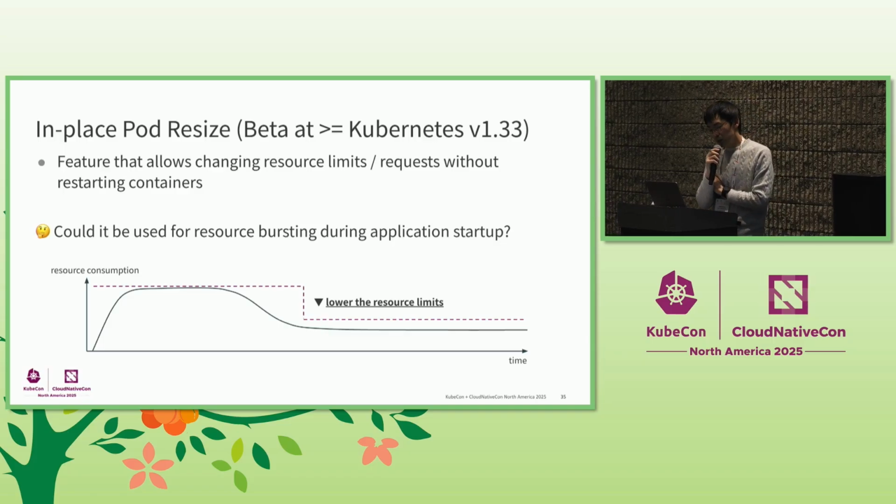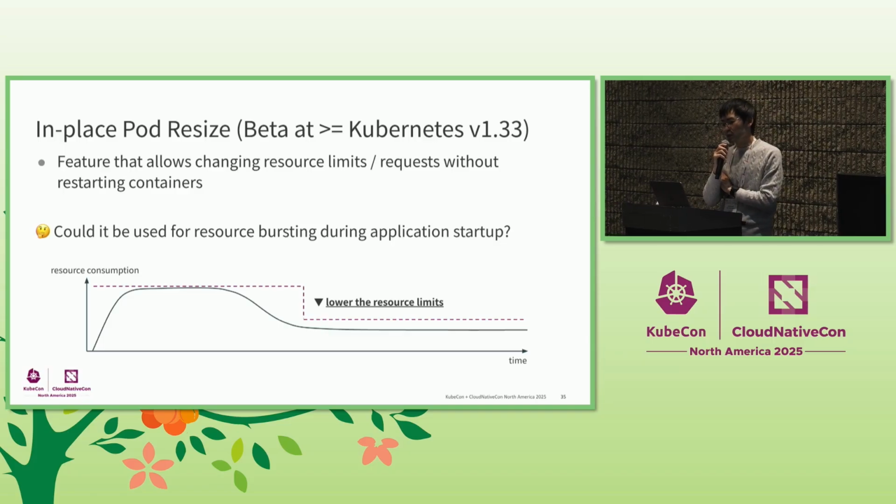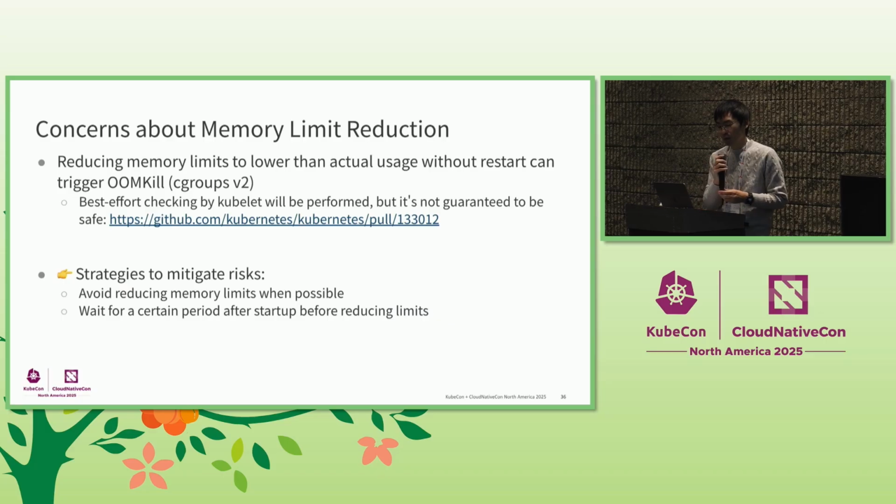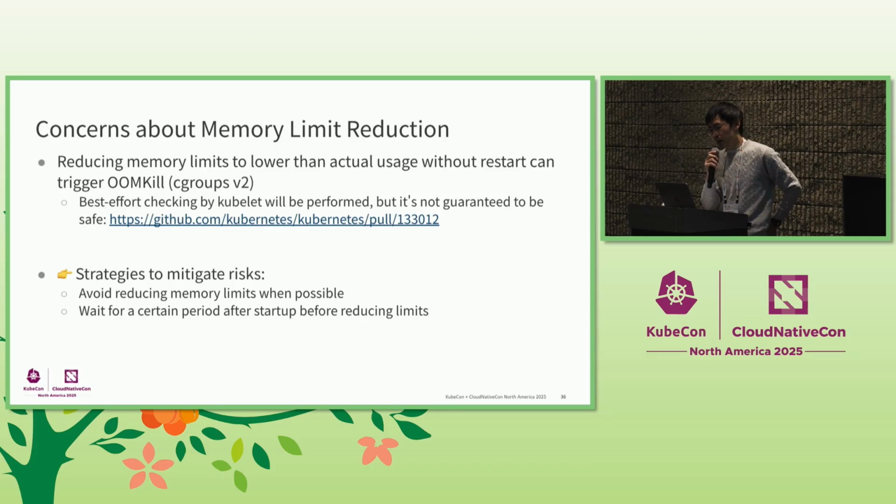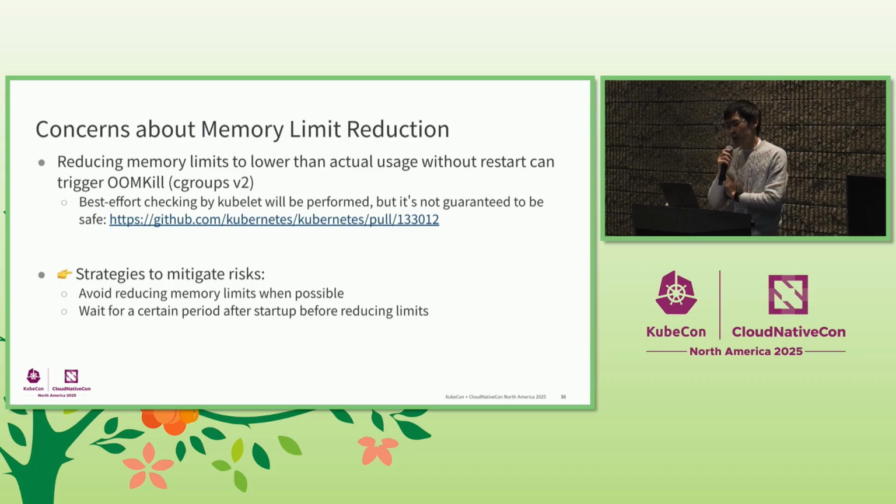My organization is considering using this approach in our platform. To be honest, we haven't put it into production yet, but I'd like to share what we've learned from our evaluation so far. When using this feature for launch reliability, we can start by allocating a higher amount of resources and then decrease them after the application becomes stable.